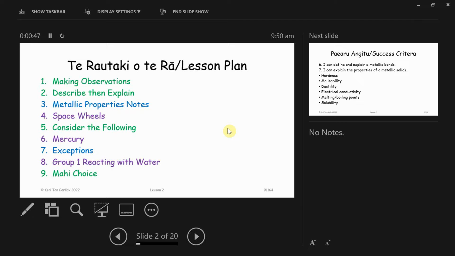Cool, and then some other things I wanted to mention are some exceptions to the rules, and also we'll wrap up today's lesson with a monkey choice. I love to try to give you guys those opportunities so you can choose what you want to work on, and you can pick something at the right level.